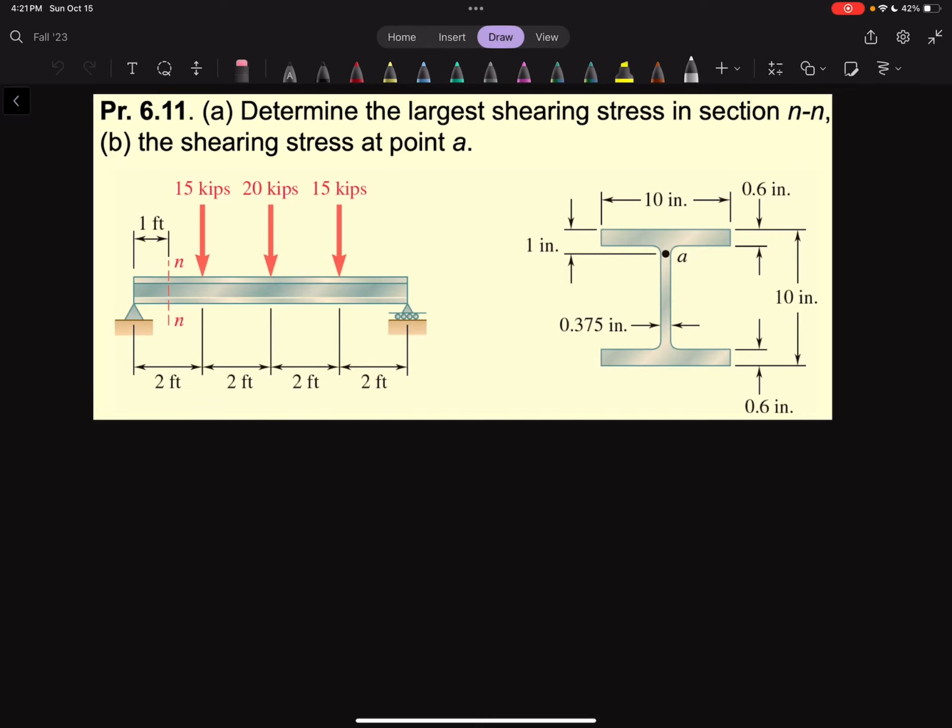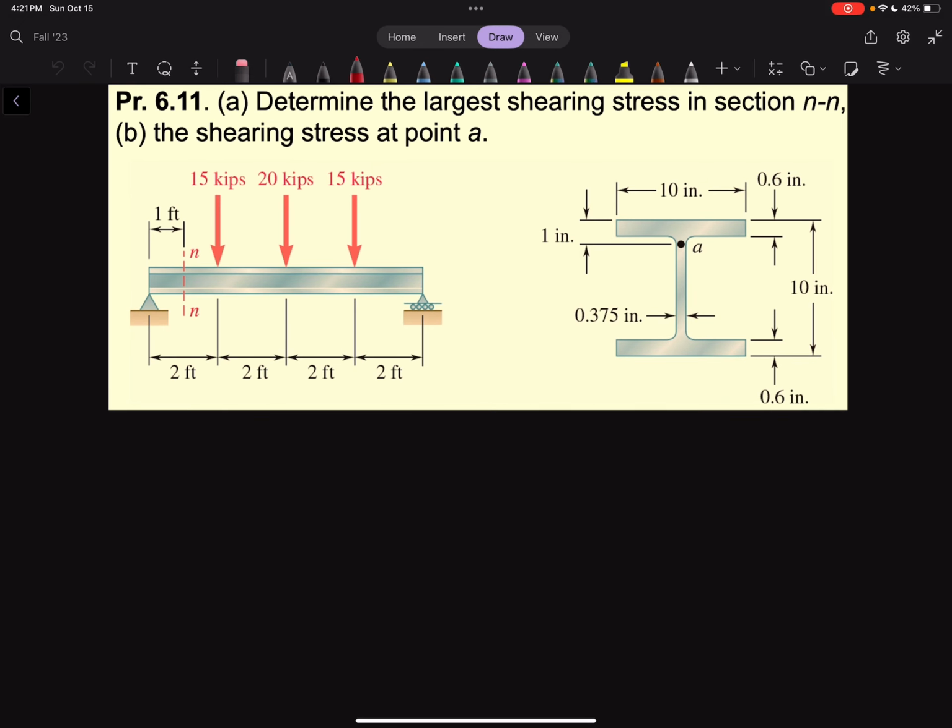Determine the largest shearing stress in section NN, which we see right here, and the shearing stress at point A. Point A is right here. Let's do a couple things. First of all, we need to find what the shear force is at NN.